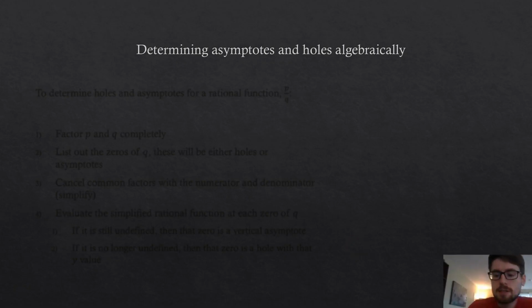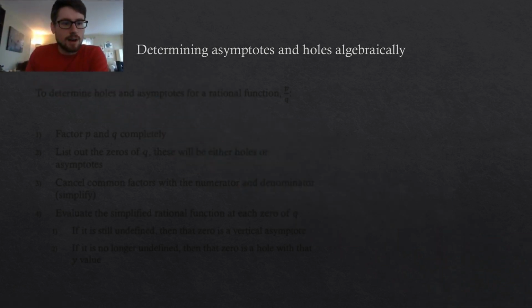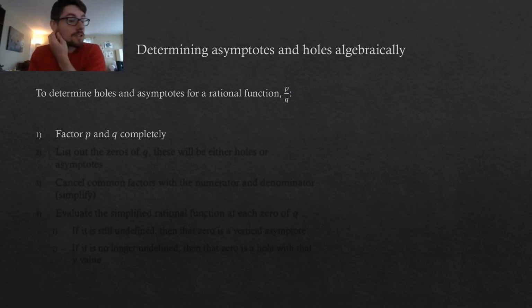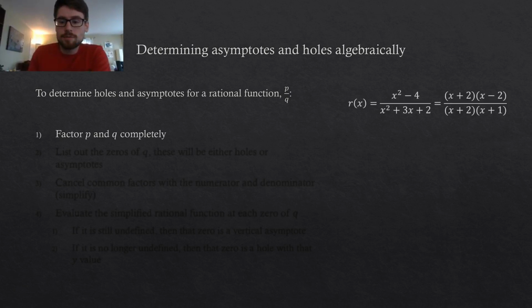All right, so how do we determine these things algebraically? Because we just did a numerical analysis, we evaluated the function close to those not allowed values, the points not in the domain. So to do this algebraically, it requires us to factor and find these zeros. So we factor the numerator and denominator completely. So using that last example, x squared minus 4 over x squared plus 3x plus 2, we factor the numerator, and that gives us x plus 2, x minus 2. We factor the denominator. That gives us x plus 2, x plus 1.